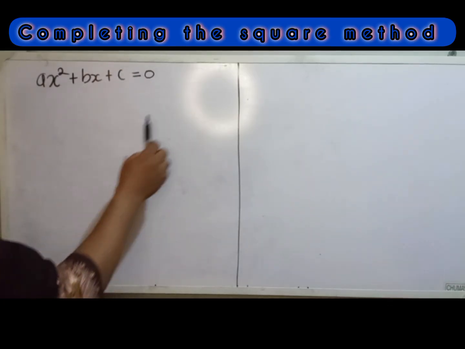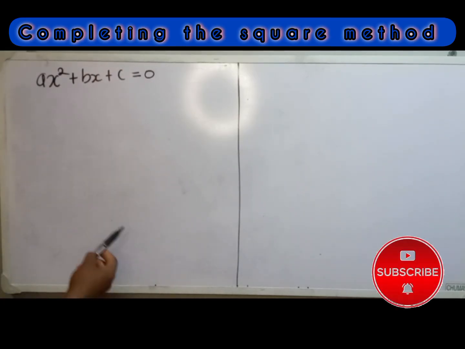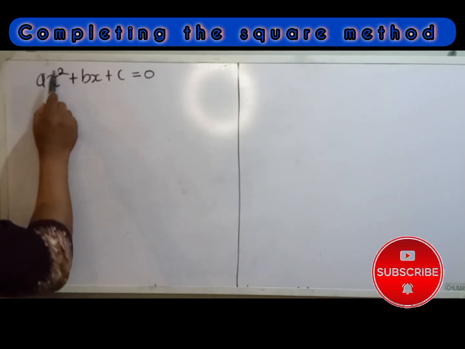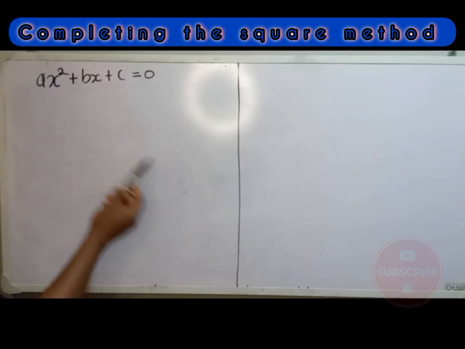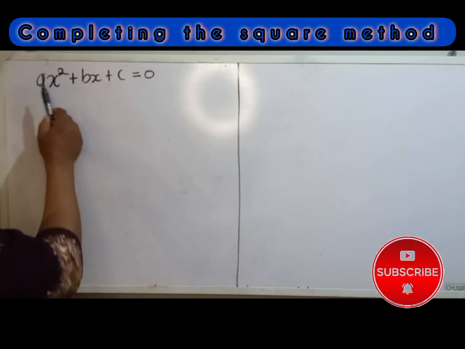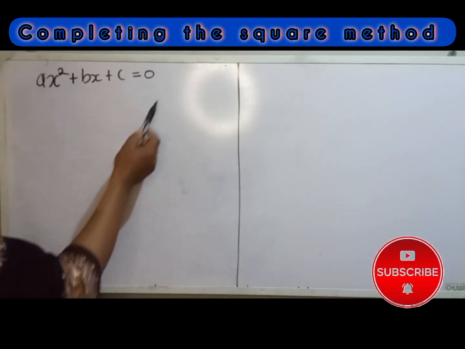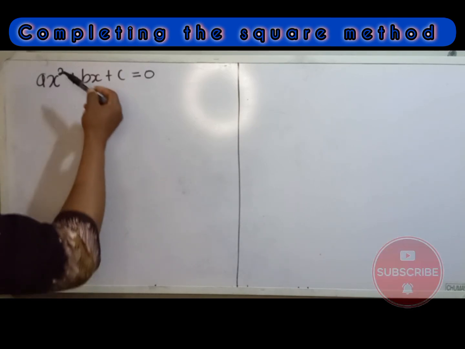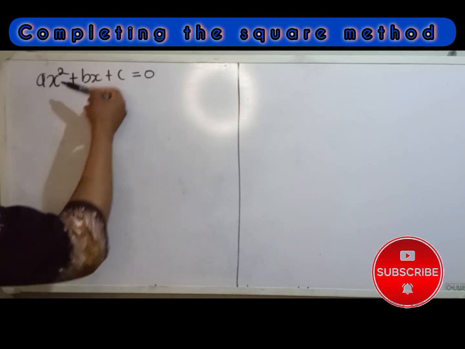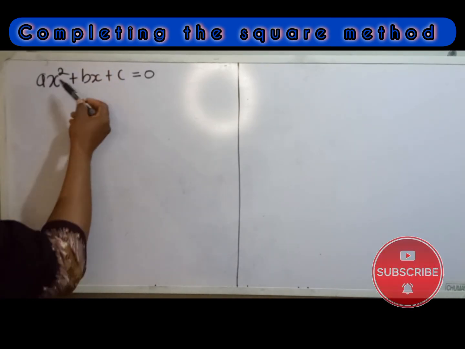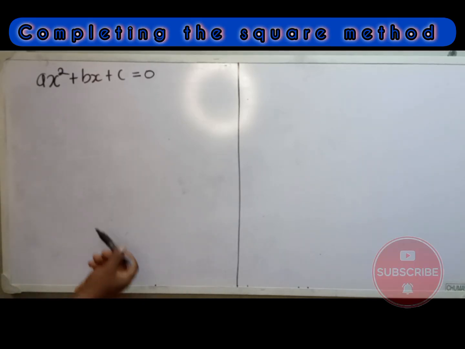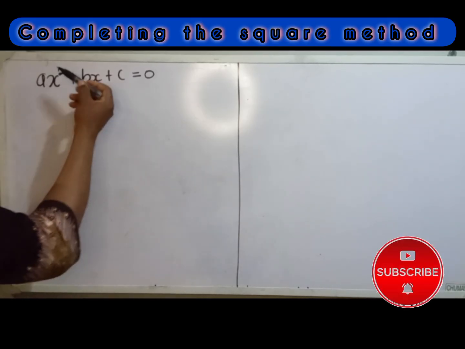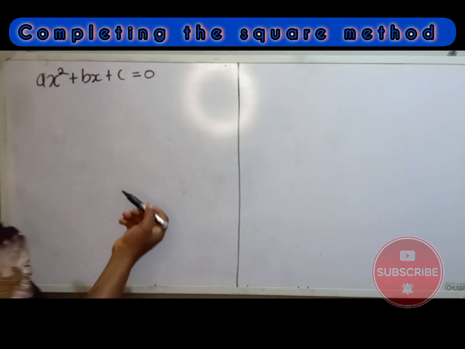Now, the highest power of a quadratic equation is 2. So you must know that the highest power of a quadratic equation is 2. If you see an expression or an equation of this form whose highest power is not 2, or is less than 2, that means it's not a quadratic equation. So you have to bear that in mind.